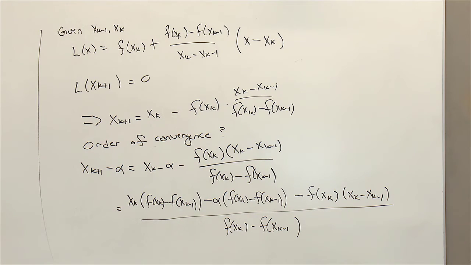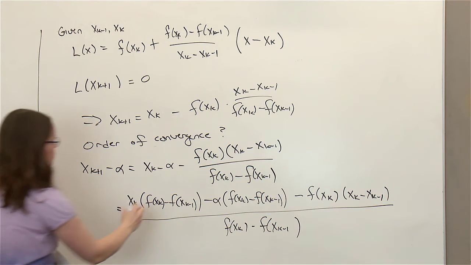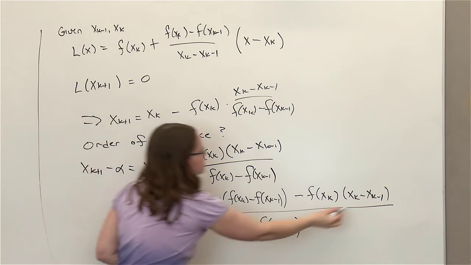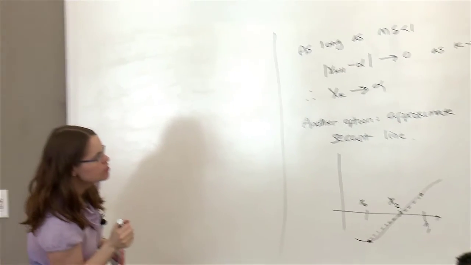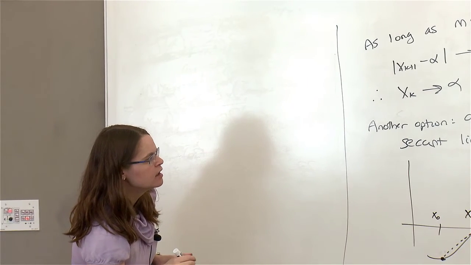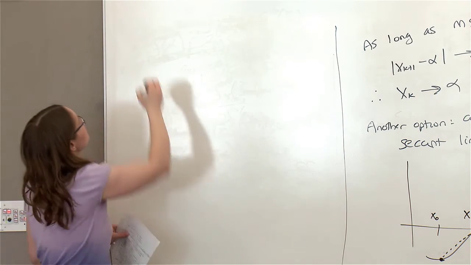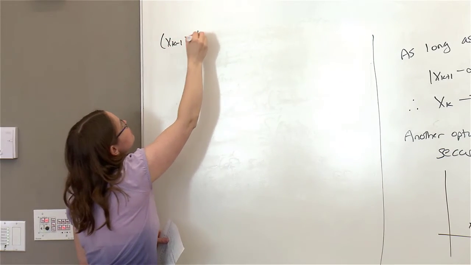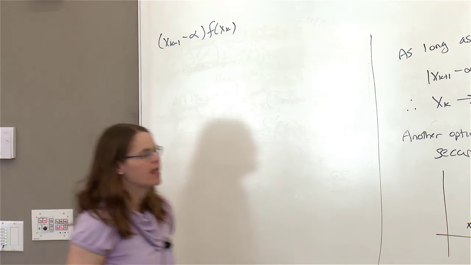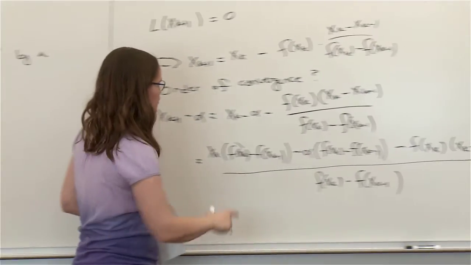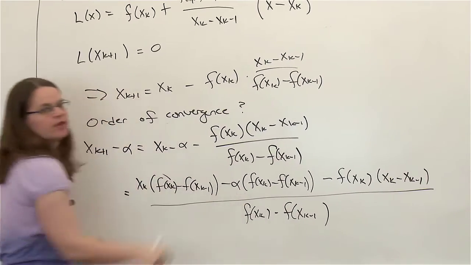So what am I going to do? I'm going to collect the f(xk) terms. I'm going to collect the f(xk minus 1) terms. Right, so this product is going to go away. This product is going to go away. Let's collect what's left. And what's left is, okay, the f(xk) terms involve, let's see, an xk minus 1 and a minus alpha. Okay, and the f(xk minus 1) terms are going to involve the same kind of thing, minus xk and a plus alpha.